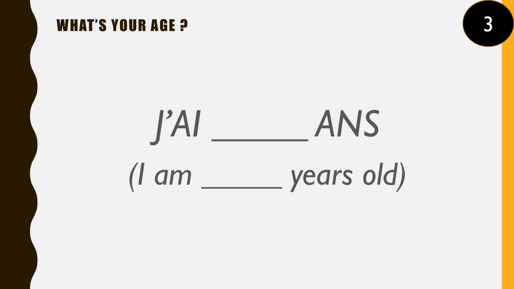Your age. In order to tell your age in French, you say, j'ai, and then there's a blank, and then you say, ans. This ans here means years old. In English, we say, I'm 17 or I'm 18. We generally have a tendency to skip this years old in our sentence, but we cannot skip this step in French. So when you want to tell your age, you will say j'ai, your age, and then ans.